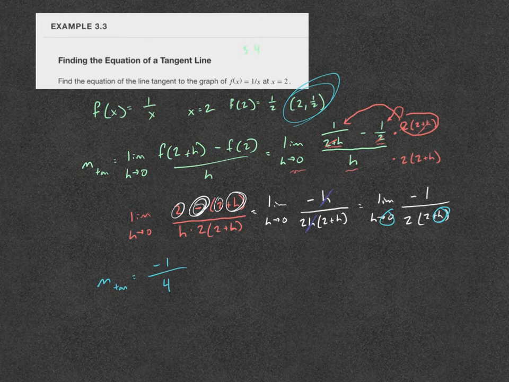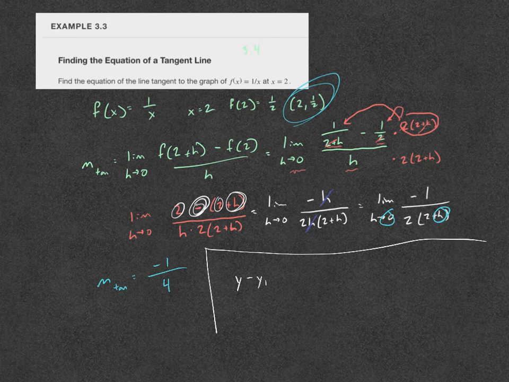Let's do our last step here and get the equation of the line. So I've got y minus y1 equals m times x minus x1. My y coordinate is 1/2. My slope is -1/4. x minus, I think it's 2, right? Yes, the x coordinate is 2.